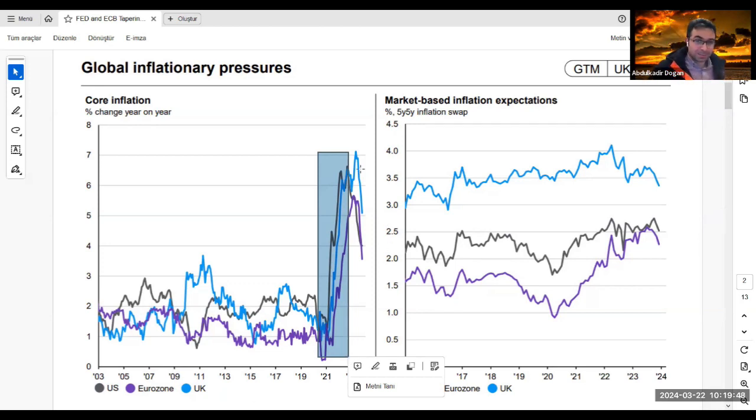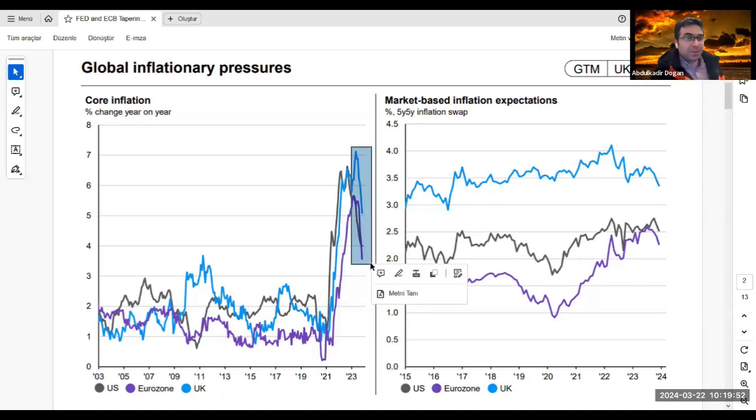As you see here, after the increase in the interest rate, demand, consumption, and investment all started to decrease accordingly. Slowly, gradually, but it has started to decrease. For that reason, the year-over-year inflation started to decrease as well.